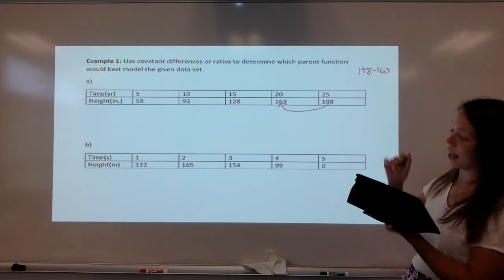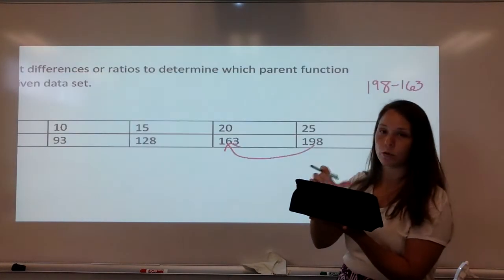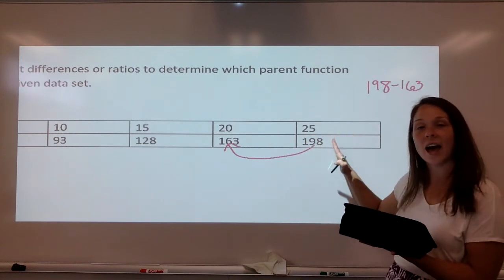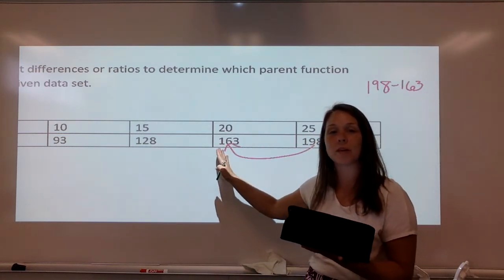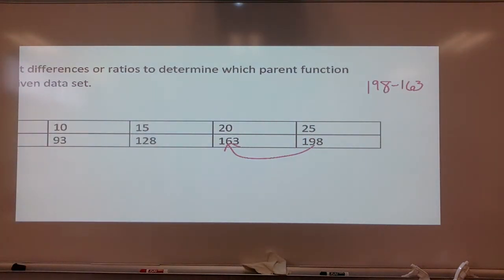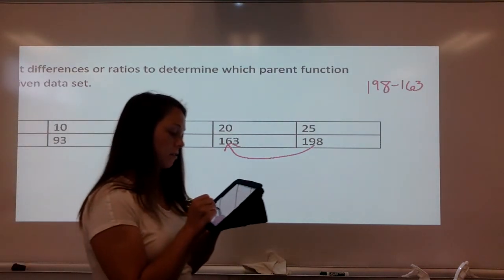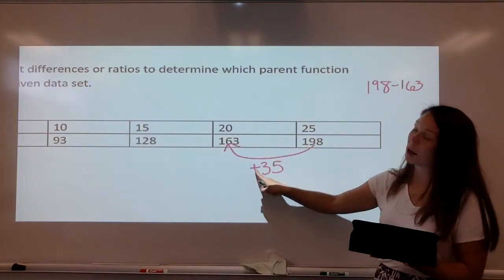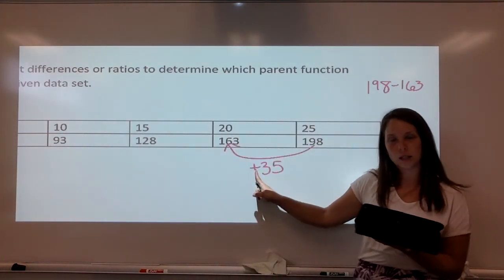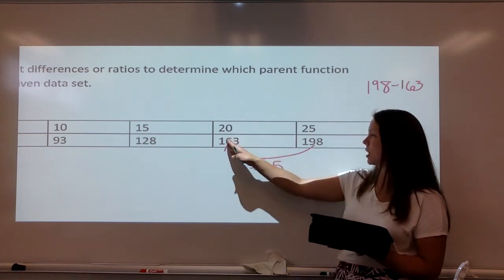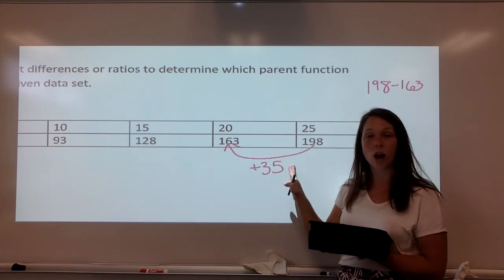So 198 minus 163. I'll zoom in a little bit so you can see that better. So notice I'm starting at the end of the graph and I'm subtracting it by the number that came before it. And when you subtract those two values, you get positive 35. So I'm going to write down a plus sign to remind myself that this is a positive number. You might be like, oh, that looks like I'm adding 35. Well, technically you are. To get from 163 to 198, you're adding 35.